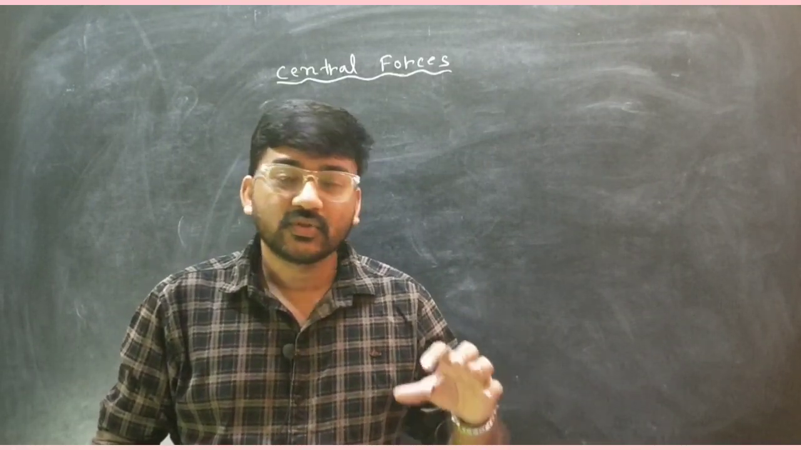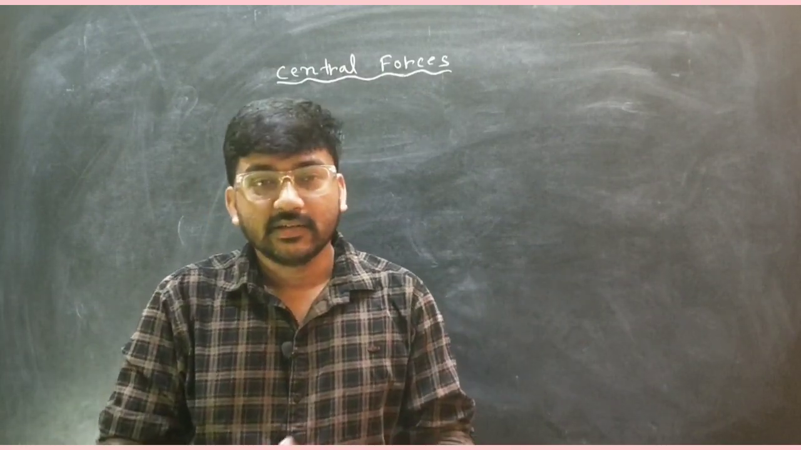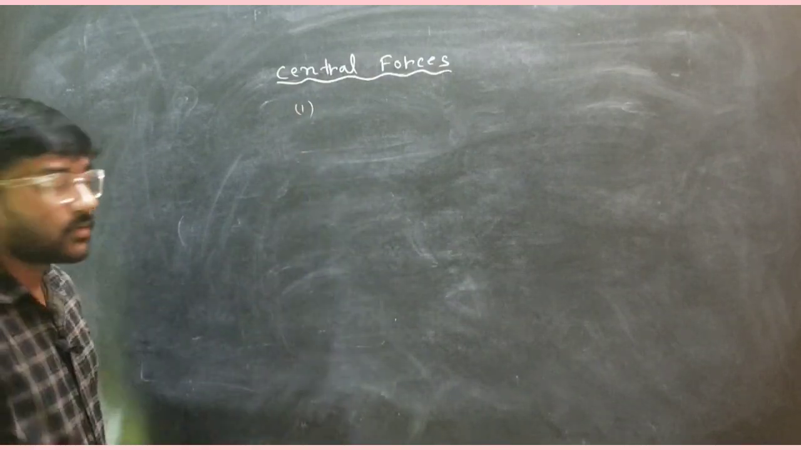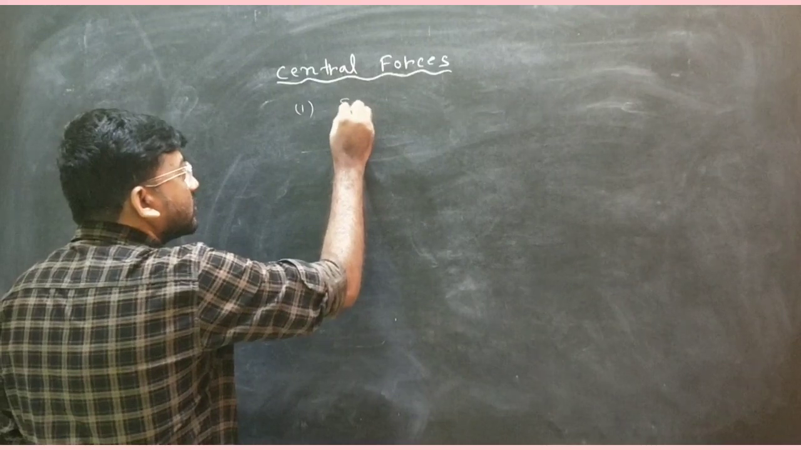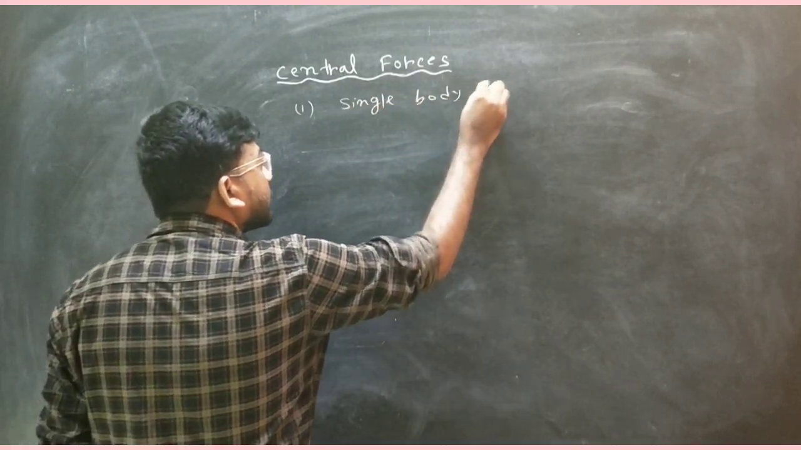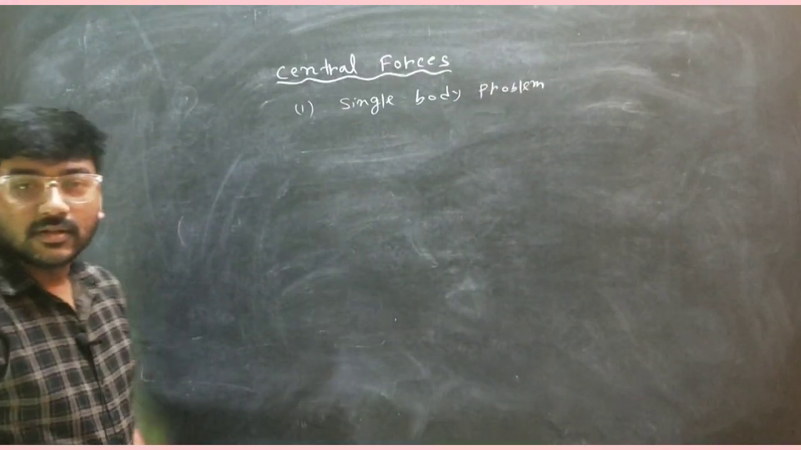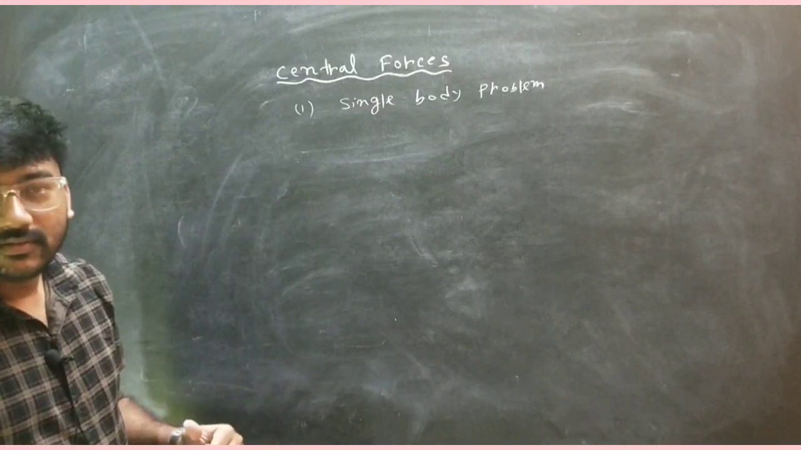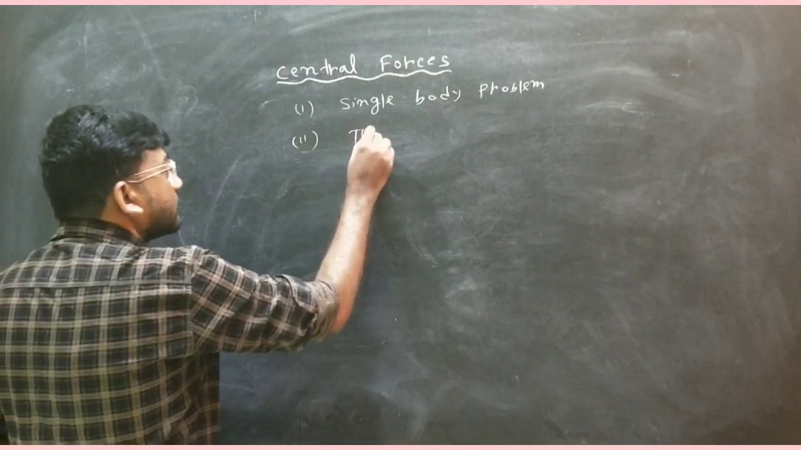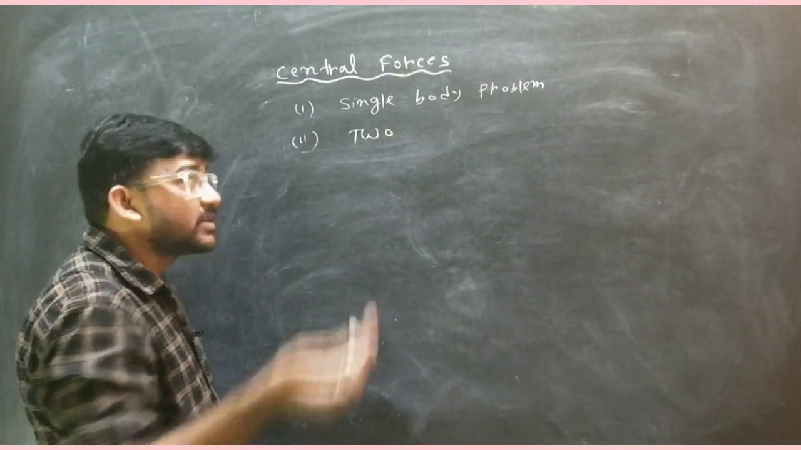Central force motion is always analyzed by dividing the whole motion into three categories. The very first one is central force motion for a single body problem, for a particle. I will give the definition of central force differently for these categories. The second one is the two body problem, central force motion of two bodies.